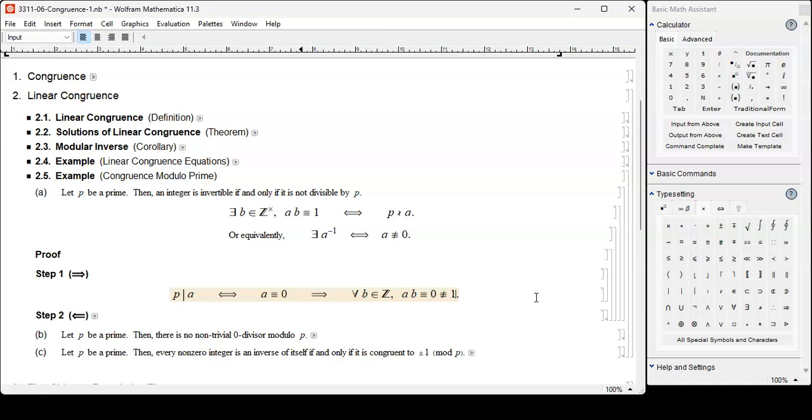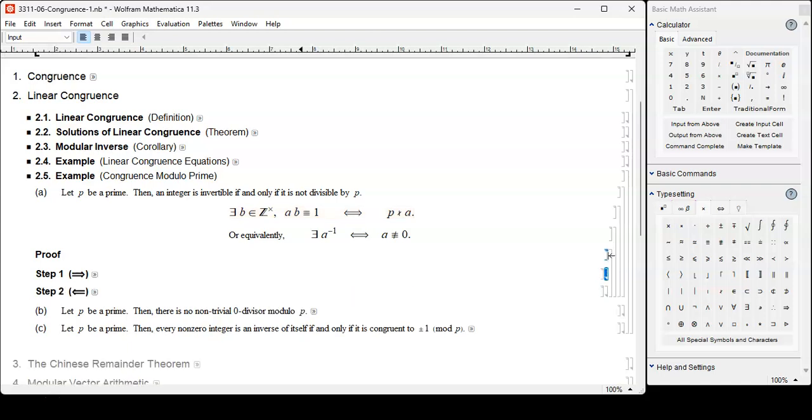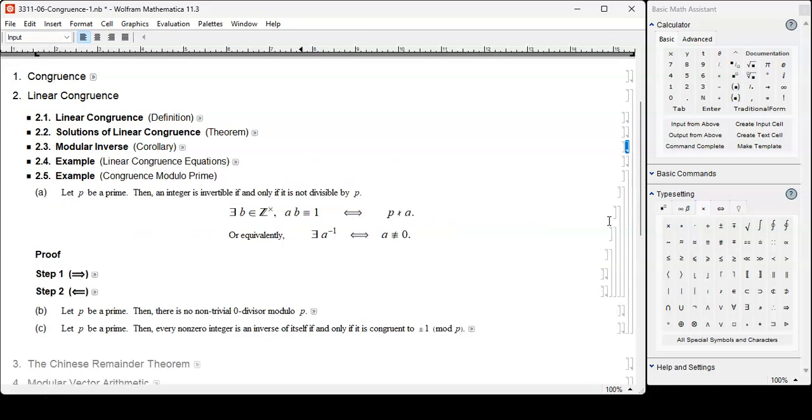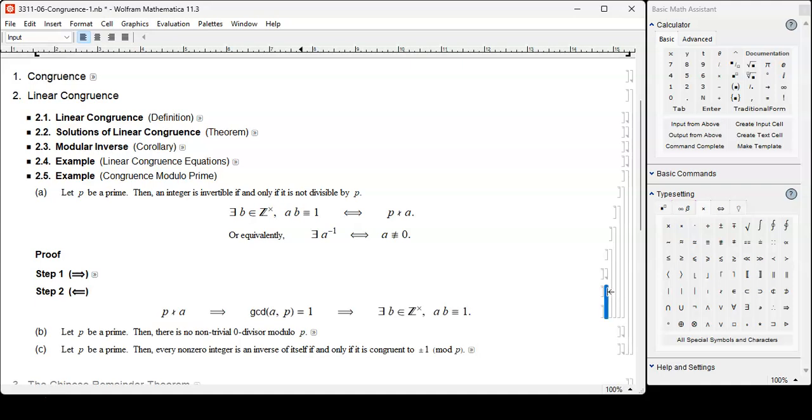Now, how about the inverse direction? Suppose that p does not divide a. In that case, there's an inverse. Well, if p does not divide a, that means that GCD is 1. So we can use 2.3. GCD is 1, so the multiplicative inverse exists. We have a unique solution of that modular equation, linear modular equation, linear congruence equation.